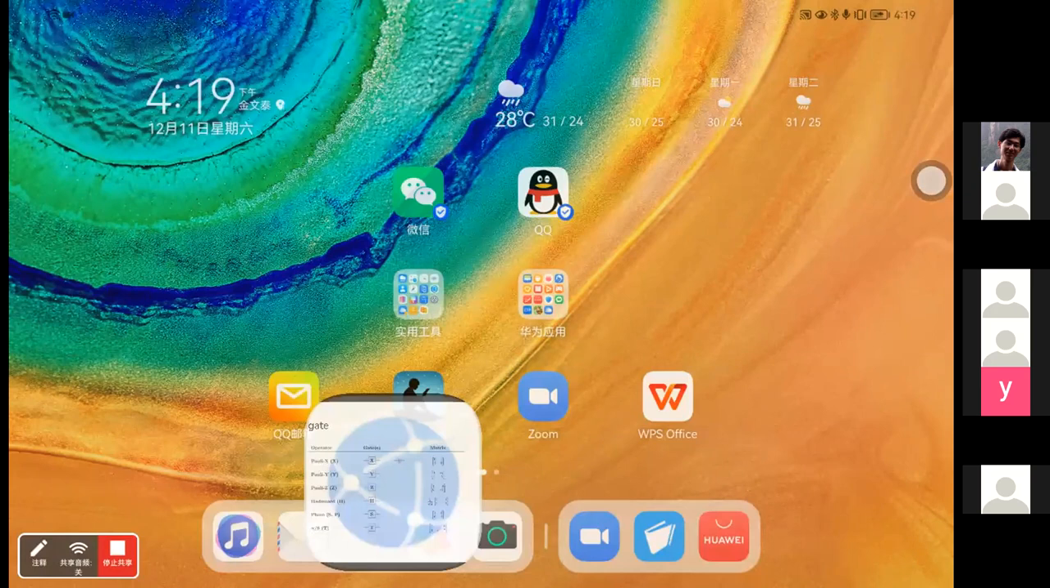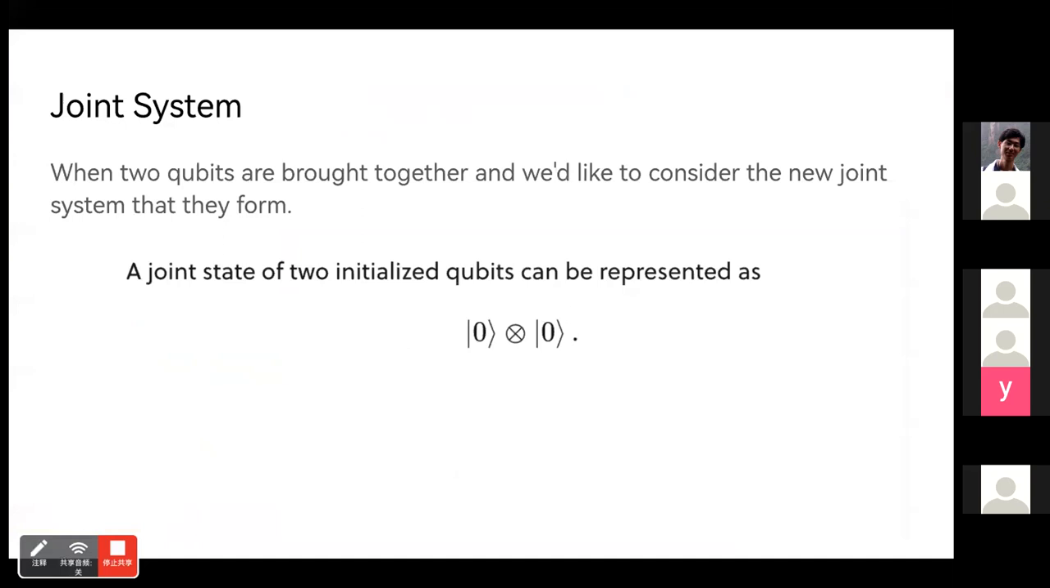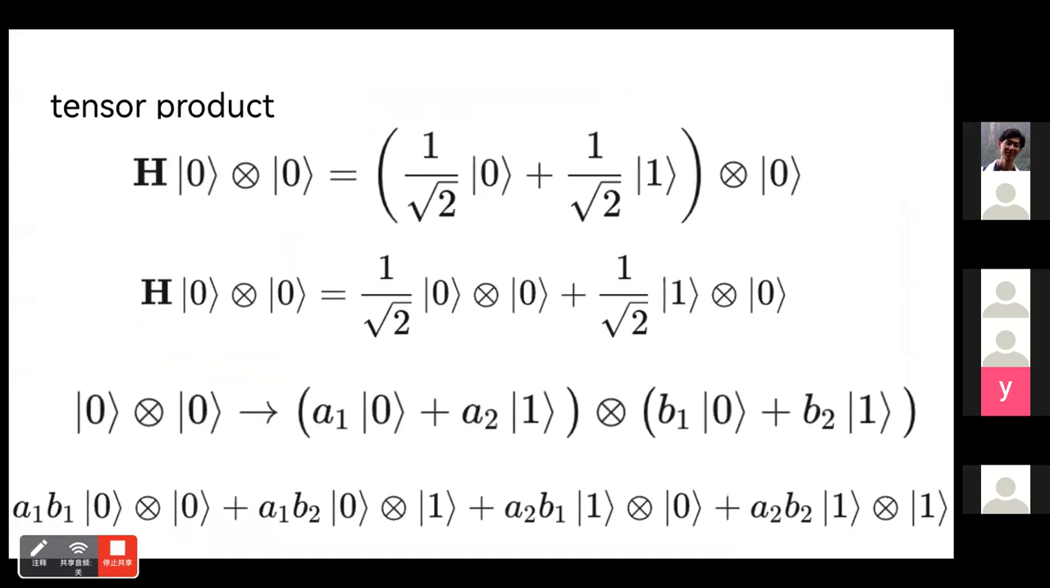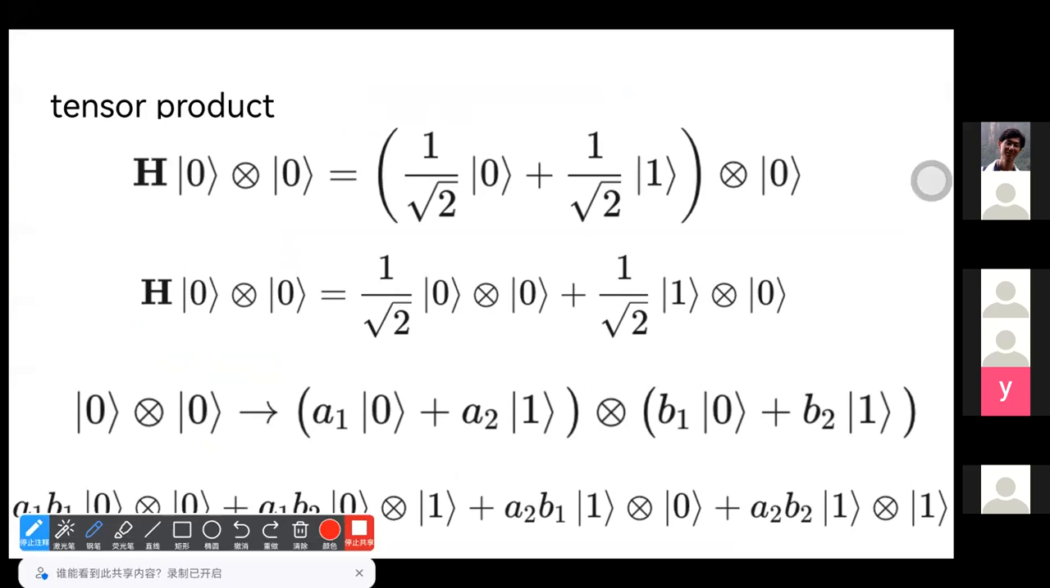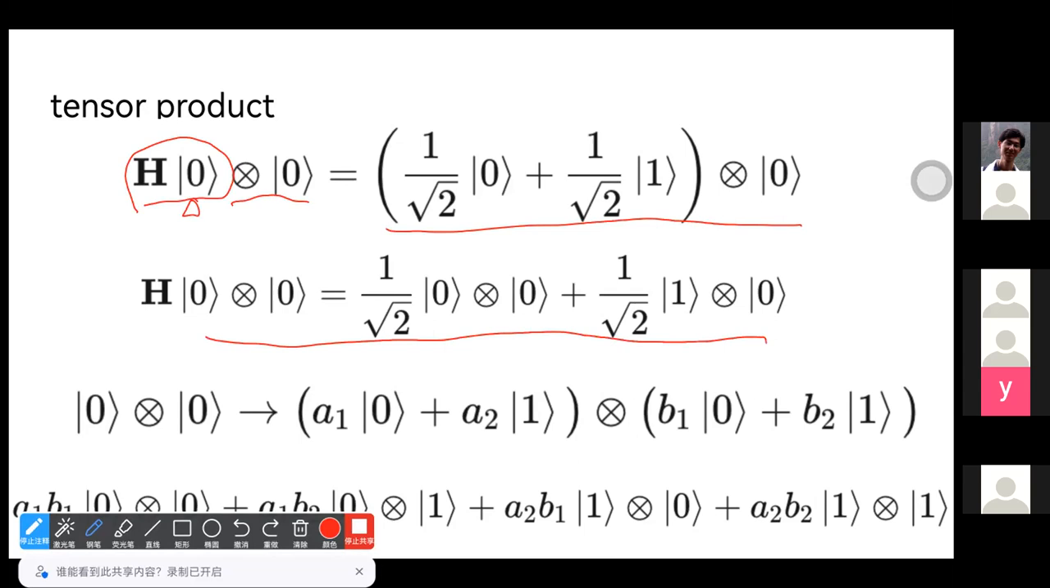So here we will go to a joint system, a joint system that has more than one qubit. For example, two qubits are brought together and we'd like to consider the new joint system that they form. We typically use the tensor product symbol to represent a joint state. And some mathematics about the tensor product here. For example, if we put an H gate on one qubit, H gate only makes a difference on one qubit. If we put an H gate on this first qubit and then join it with another qubit, you can calculate it with this formula. This follows the distributive law. And if there are two zero state qubits, it can also be computed as this.